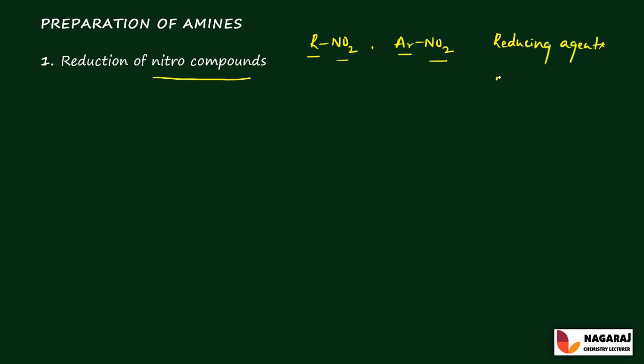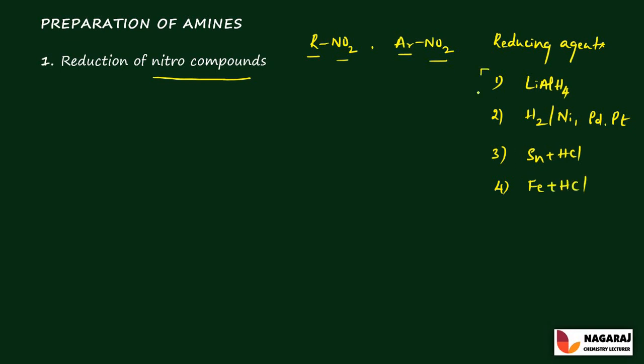such as lithium aluminum hydride, and also hydrogen in the presence of nickel, palladium or platinum catalyst, or Sn in the presence of HCl, that is tin in the presence of hydrochloric acid, or iron in the presence of HCl. So these reducing agents are generally used to convert nitro compounds into amines.